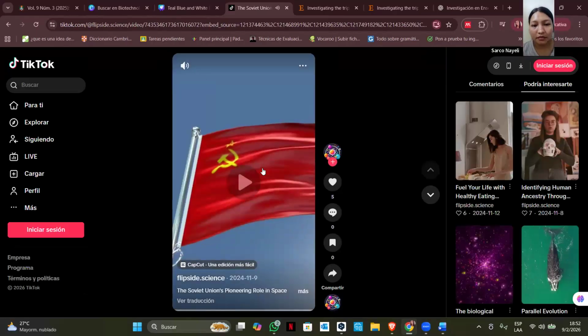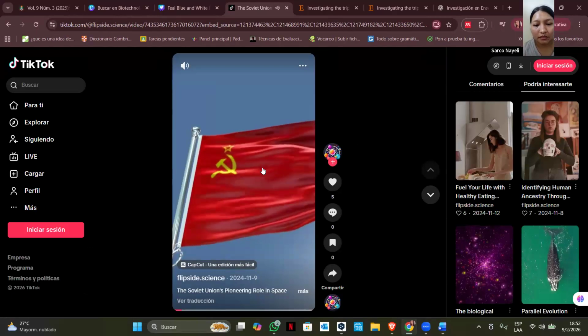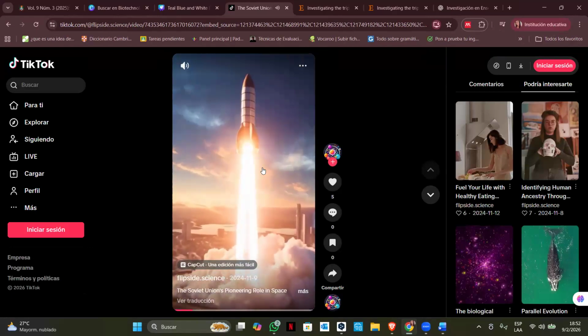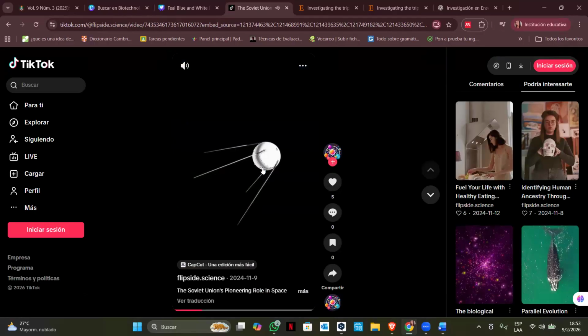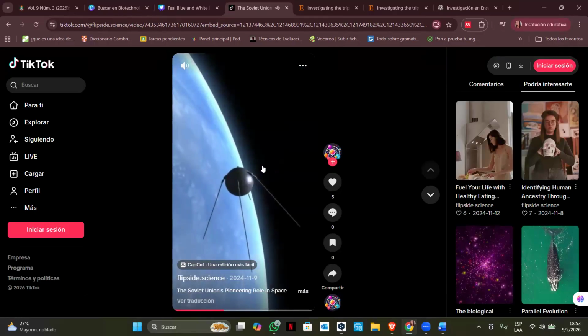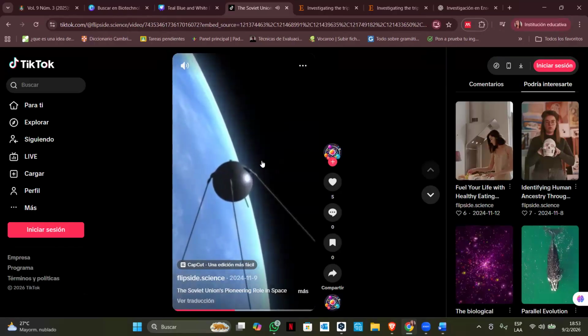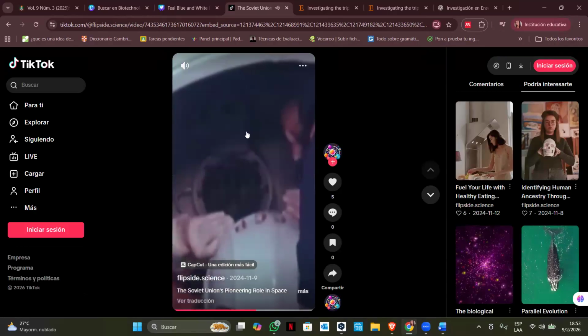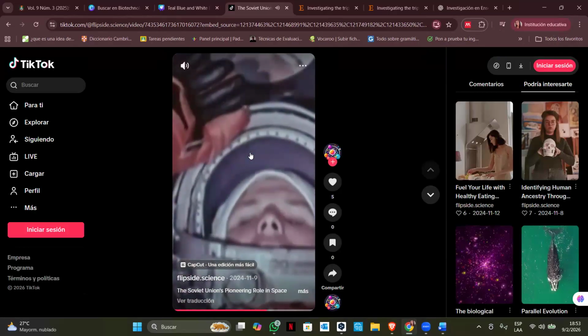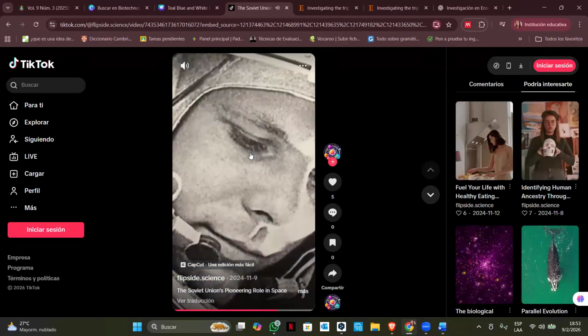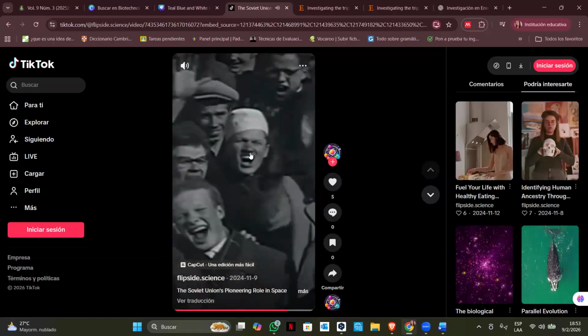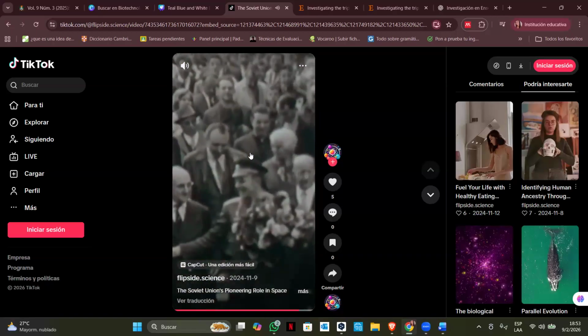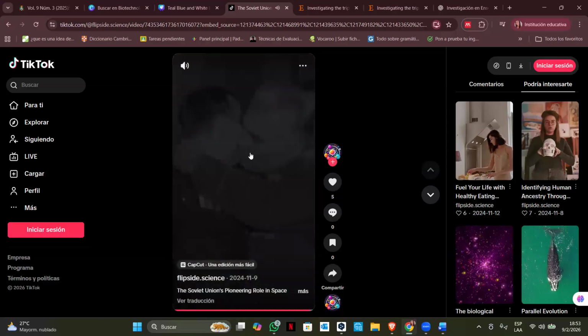The Soviet Union was the first country to develop rocket technology for space exploration. In 1957, the USSR launched Sputnik 1, the world's first artificial satellite, marking the beginning of the space race. In 1961, Yuri Gagarin made history as the first human in space aboard the Vostok 1 rocket. These events highlighted the Soviet Union's leading role in space research and paved the way for humanity's journey into space.